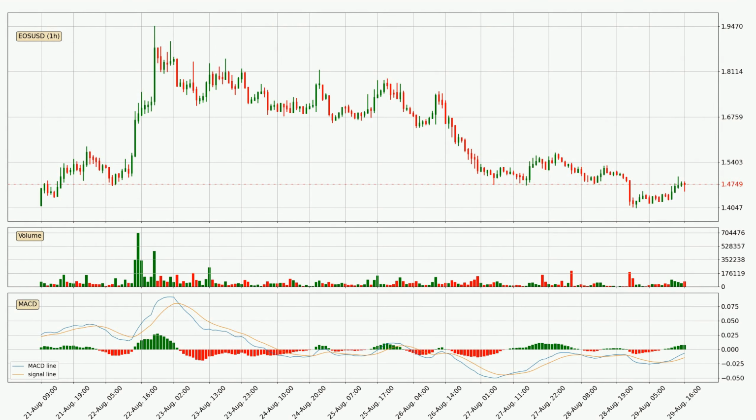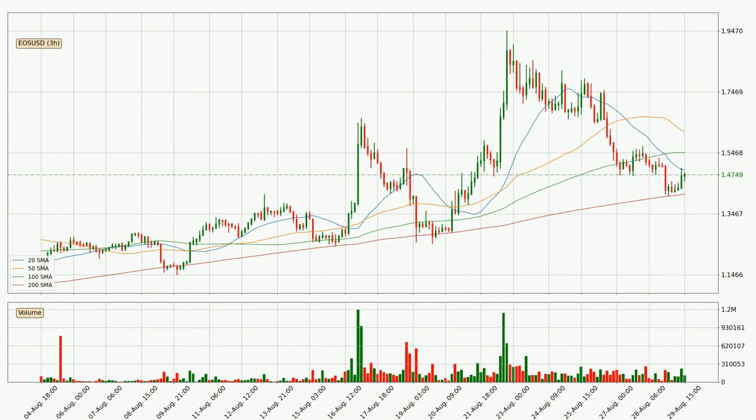Looking at the hourly MACD, seeing as the MACD line is above the signal line, the trend is currently on the up. Looking at the MACD histogram, we can see that the momentum is strong at the moment, and we can expect the price to continue growing or maybe at least remaining the same for some time.